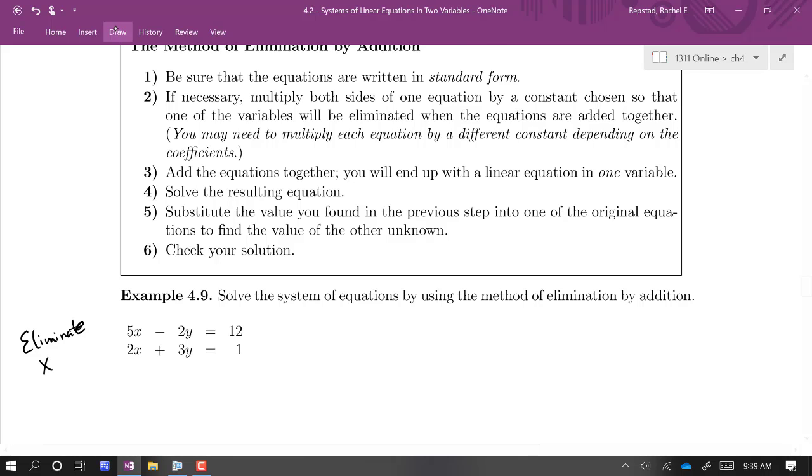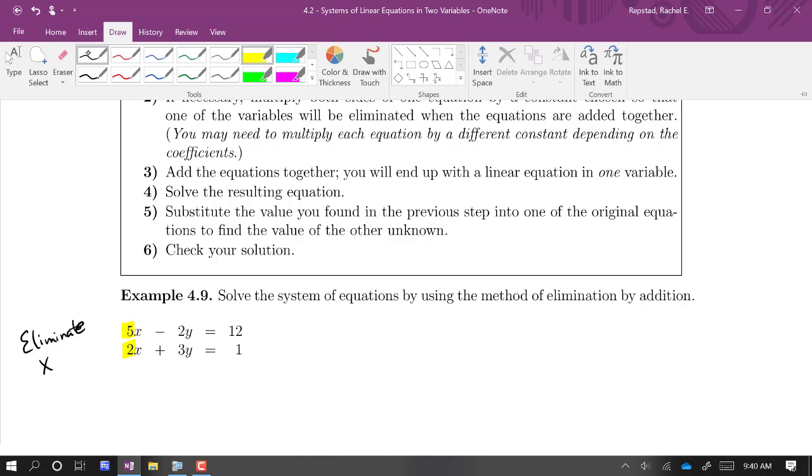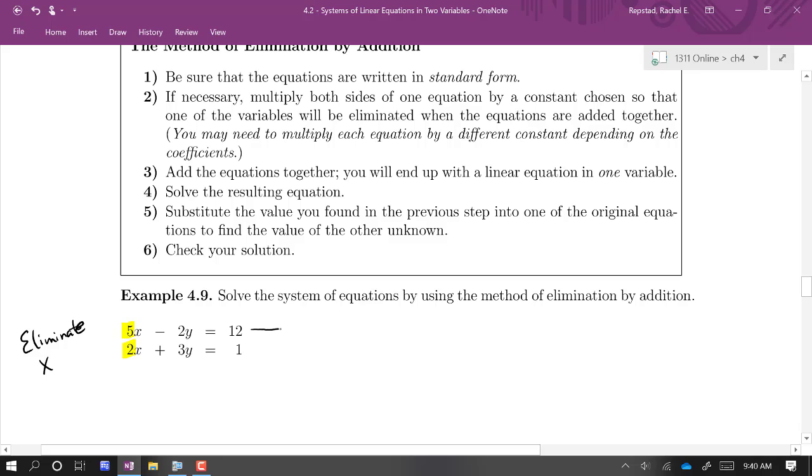If I want to eliminate x, I'd notice the coefficients on x are 5 and 2 respectively. I want them to be the same value but one positive and one negative. Between 5 and 2, the least common multiple is 10. So I'm going to multiply the top equation by 2, all the way through, the x term, the y term, and the constant. I get 10x minus 4y equals 24.